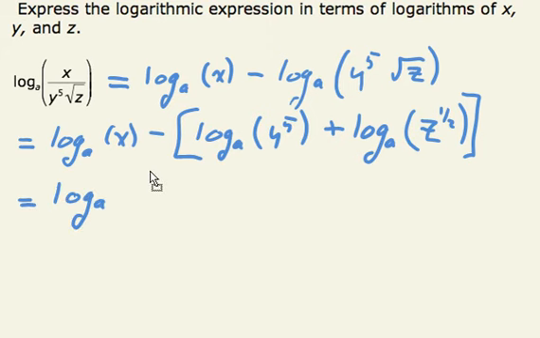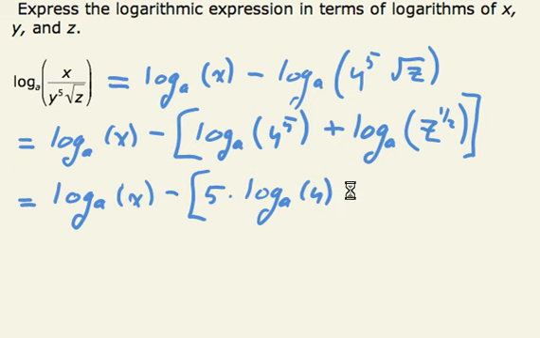Log base a of x minus log base a of y to the fifth. One of the properties of exponents we're going to use says that if I take the log of y to a power, I can take that power out in front. 5 times log base a of y plus, similarly here, 1/2 log base a of z.